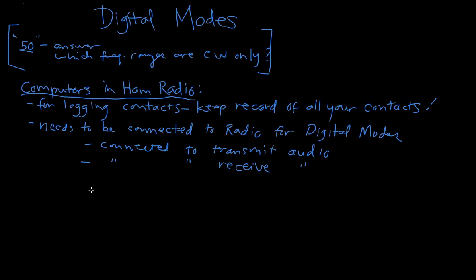And then finally, the computer needs access to the PTT, or the push to talk, which basically tells the radio when to transmit and when to stop. And this is important because the radio needs to know when to start and stop transmitting at the proper times for the proper operation of the digital mode. And the computer tells it to do that by having access to the PTT.